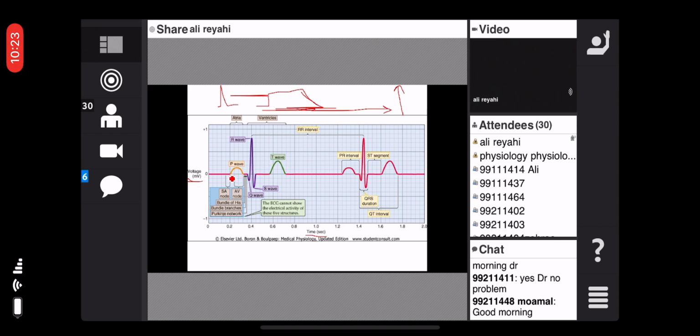We have different waves. We have the P wave, the first upward curve or wave. We have the Q wave, which is a negative wave. We have the R wave, which is the positive wave after the Q. And again, we have a negative wave, which is called the S wave. And finally, we have a positive wave, which is called the T wave. So we have Q, R, S, and T. Because the Q, R, and S waves start and are connected to each other immediately after each other, they are collectively called the QRS complex.